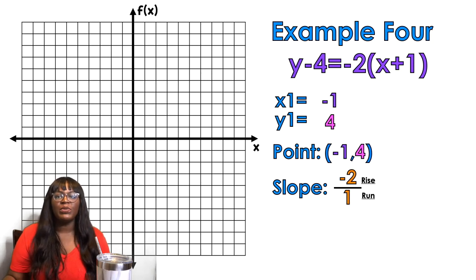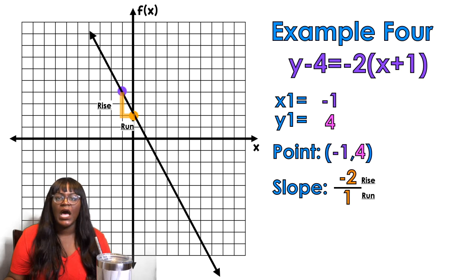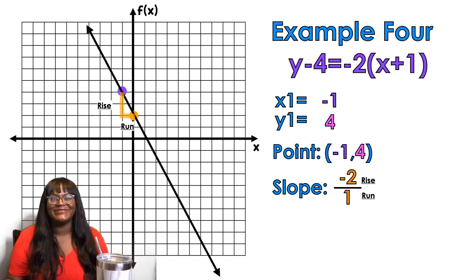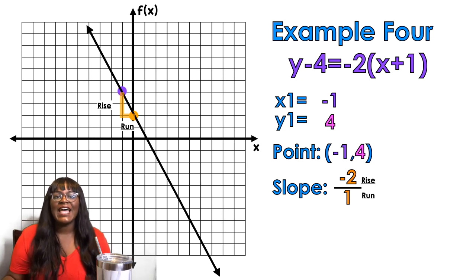So now we're going to plot our point. Starting from the origin, we're going to go over negative 1 and up 4. From that point, we're going to rise down 2, run over 1. Rise down 2, run over 1. Ta-da! Not so bad. Okay, so that is graphing in point slope form in a nutshell.